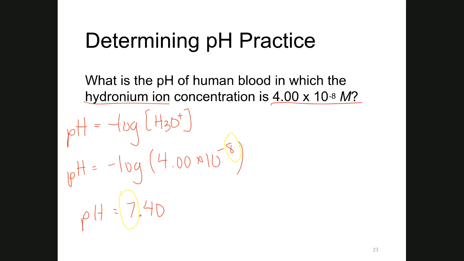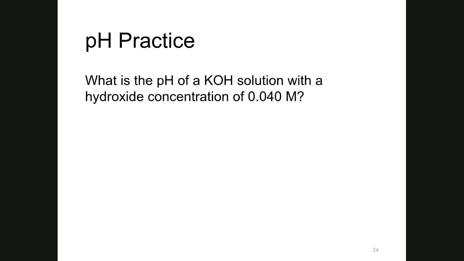So let's take a look at our next question, which is a little bit more difficult. This one is telling us that we have a basic solution. Recall that this has a hydroxide, so this solution is going to be basic. But we're looking for the pH. So we know that pH is our negative log of hydronium.